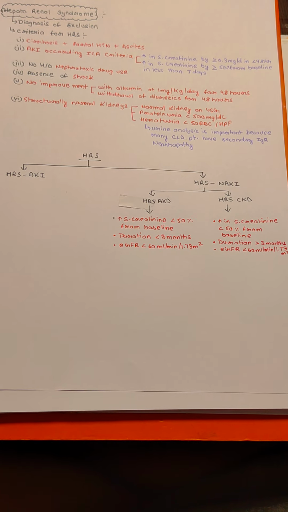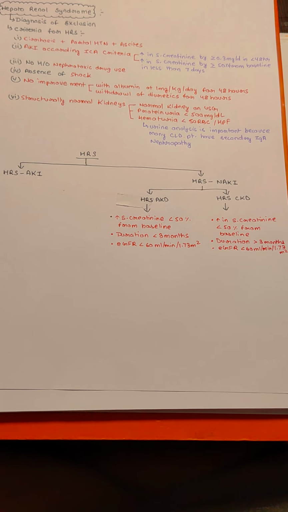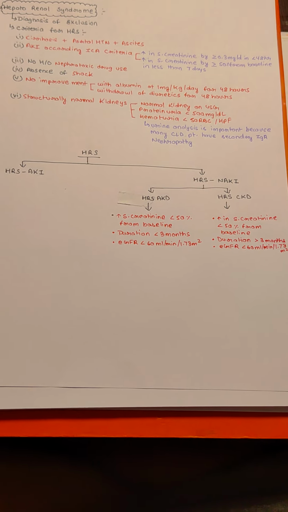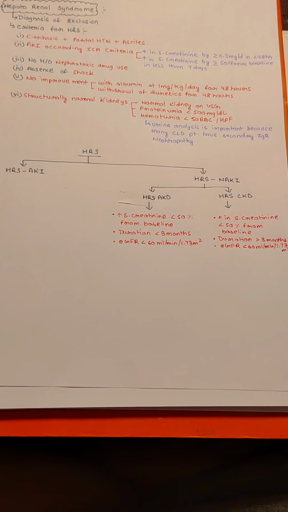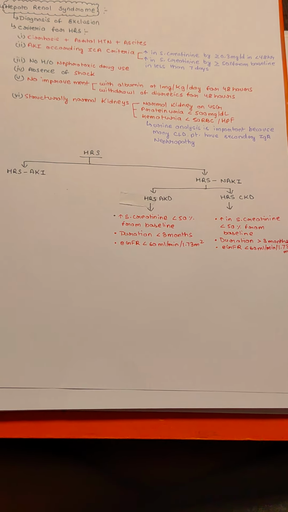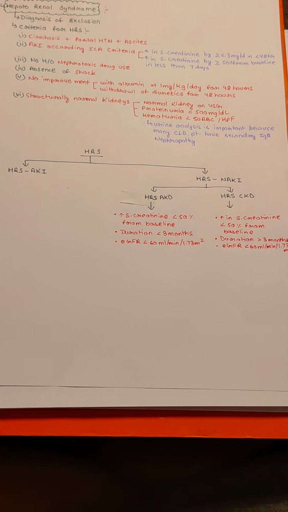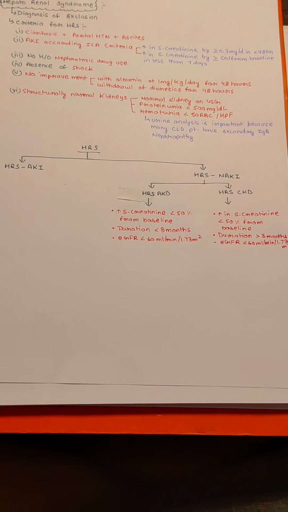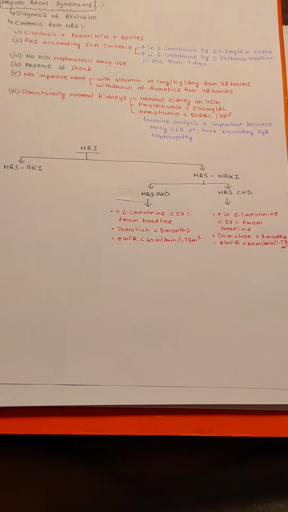And the patient must also have structurally normal kidneys. So what exactly does this mean? The patient should have normal kidneys on USG, like the CMD should be maintained, the kidney size should be normal, the patient should not have small kidneys.